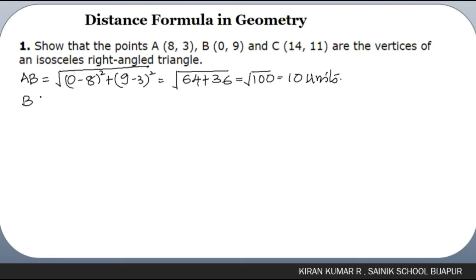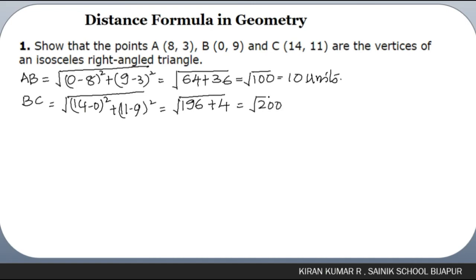Let's find the length BC. BC is under root 14 minus 0 whole square plus 11 minus 9 whole square. Here it is 14 square, which is 196, plus 11 minus 9 is 2, 2 square is 4. We get a root of 200, which is nothing but 10 root 2 units. Here the two sides are not equal. Let's find out one more side, AC or CA.